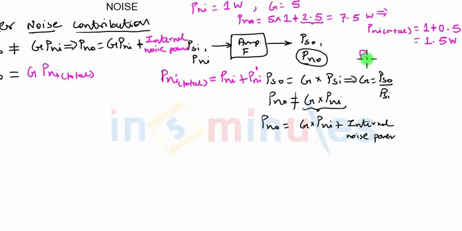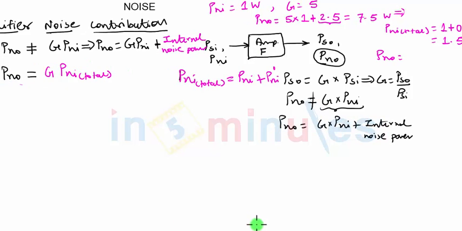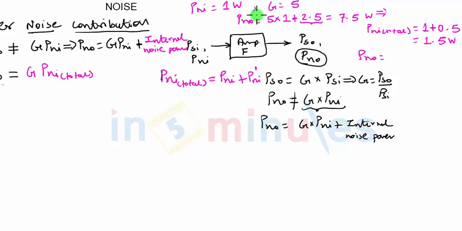I will now calculate PNO using the formula that we have written. PNO, I'm saying, will be G into PNI total. So PNO will be G into PNI total. G is nothing but 5, into PNI total, which has come out to be 1.5. Now if you do 5 into 1.5, we get the value of 7.5 watts, which is exactly the same as the value that we have obtained before.